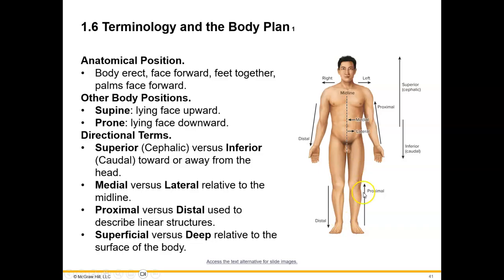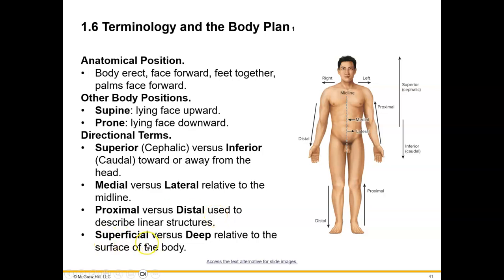And let's do the leg. So we'll say the thigh and the kneecap. The thigh is going to be proximal, closer to the hip joint than the kneecap. The kneecap is distal to the thigh. So we say the kneecap is distal to the thigh, and we say the thigh is proximal to the kneecap. So these are just in relation to the shoulder or the hip joint.